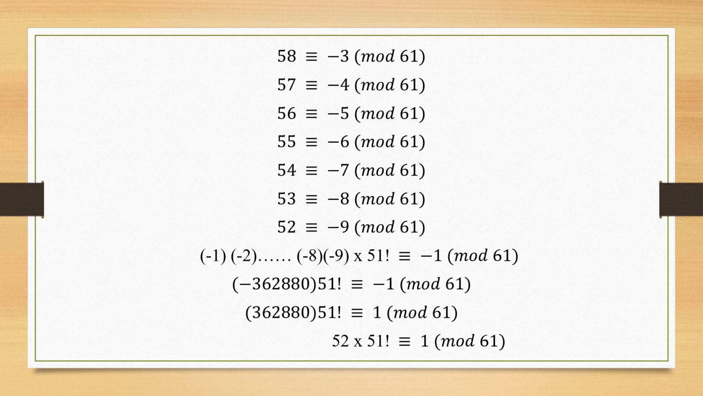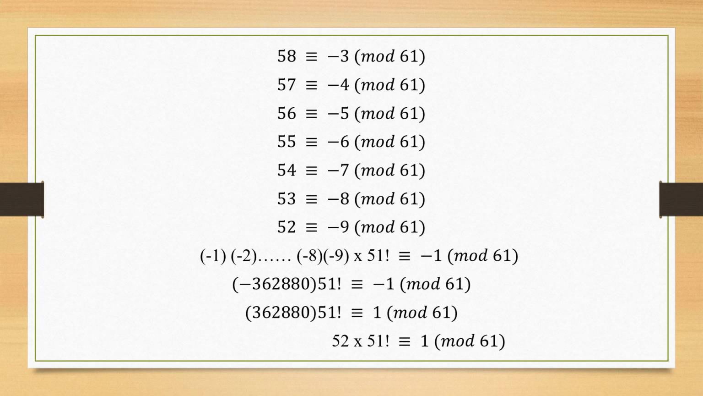So finally, my 60 factorial has been broken as 60, 59, 58, etc. till 51 factorial. So from 60 to 52, I had found out the remainders. All the numbers carried a negative value because they were short of that modulo number. Multiplied all the numbers and I got a huge value, 3,62,880. And that when divided by 61, I landed up with 52. Now finally, I'm having 52 cross 51 factorial, which is congruent to 1 mod 61.